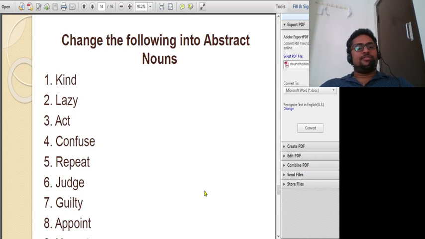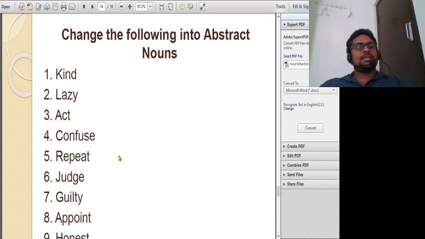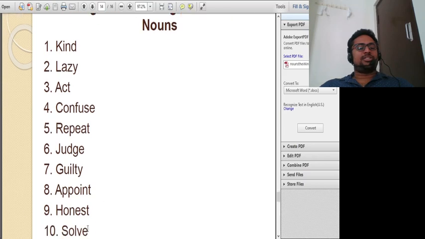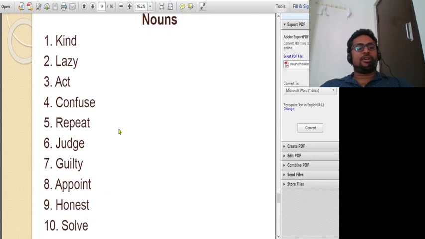Can you please change the following nouns into abstract nouns? Kind is a noun, and convert this noun into an abstract noun. Kind, kindness, like that. Try it yourself. Lazy, act, confuse, repeat, judge, guilty, appoint, honest, and solve. Please convert all these nouns into abstract nouns. For example, kind, kindness is the abstract noun.